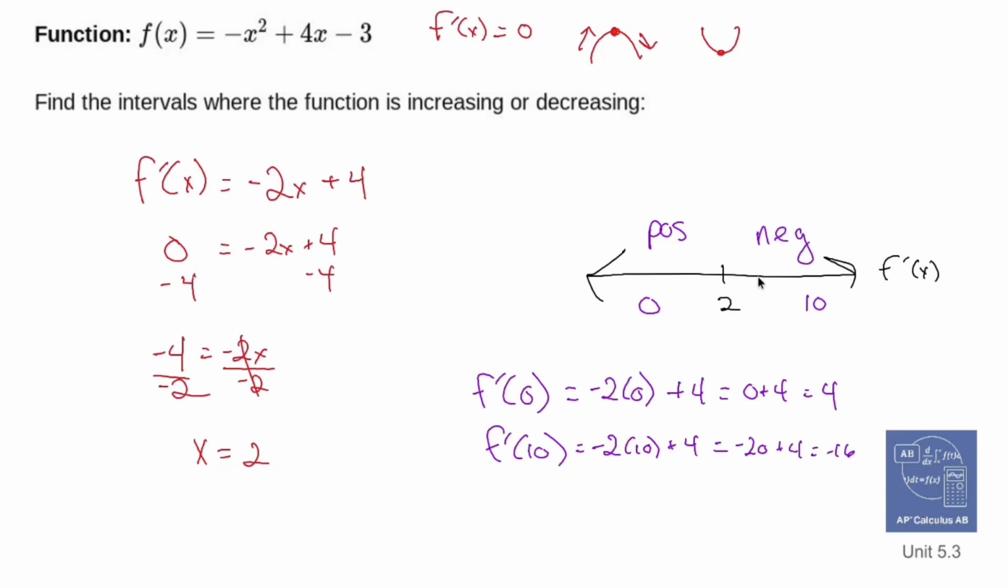So based off of this information, since the slope is positive all the way up until 2, we can say that my function is increasing on the interval negative infinity to positive 2. Since my derivative is negative from 2 on out, we could say that my function is decreasing on the interval 2 to positive infinity.